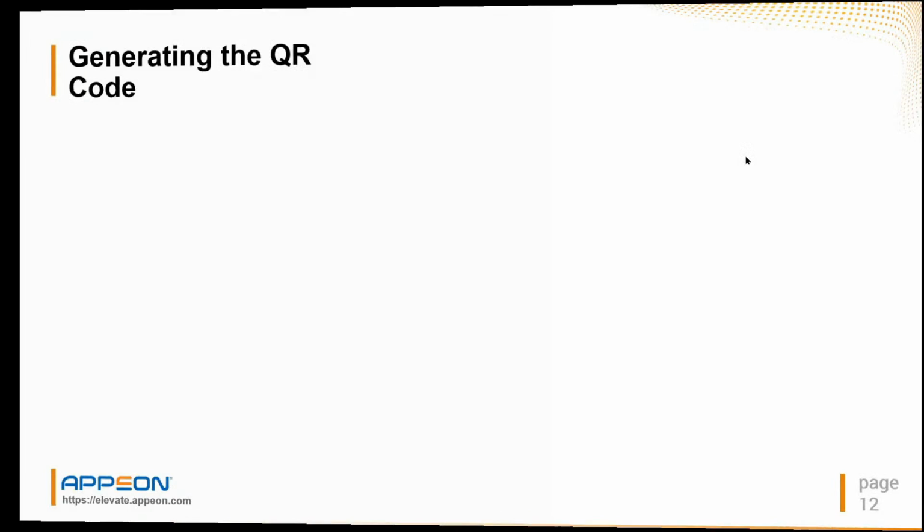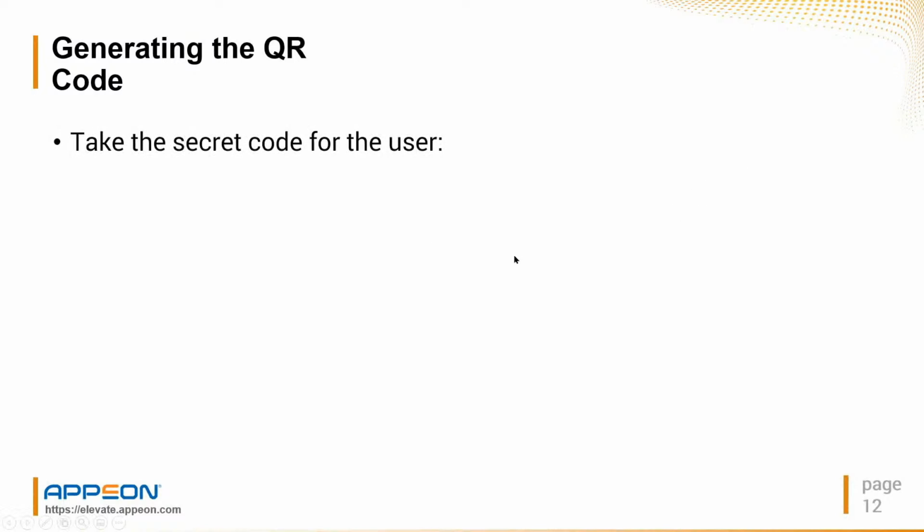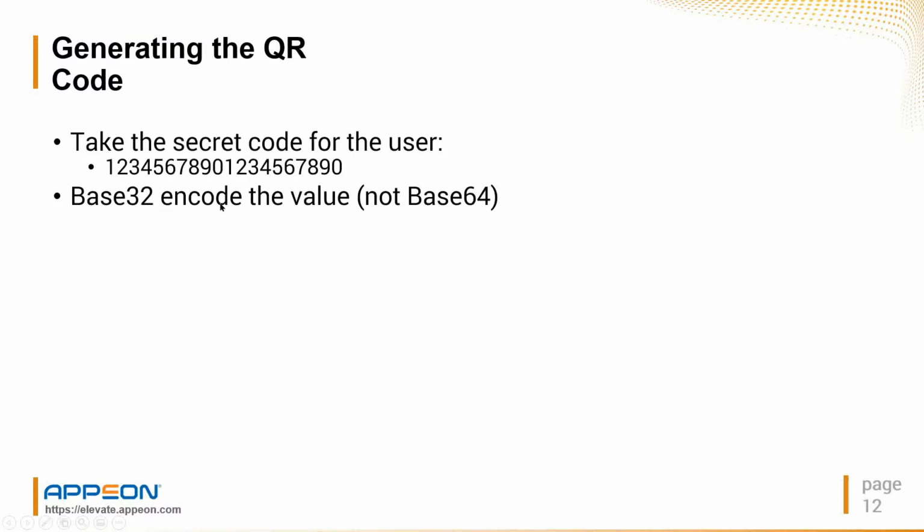Okay, so now we're going to go under the covers. How does Google get these values? Well, it takes the secret code for the user, and then base 32 encodes it. Notice it's not base 64, base 32. The difference is in how it gets encoded: base 64 uses 64 alphanumeric characters for the conversion. Base 32 only uses 32. And so if we took this really high secret code, 1 through 0 twice, and base 32 encoded it, this is what we'd end up with.